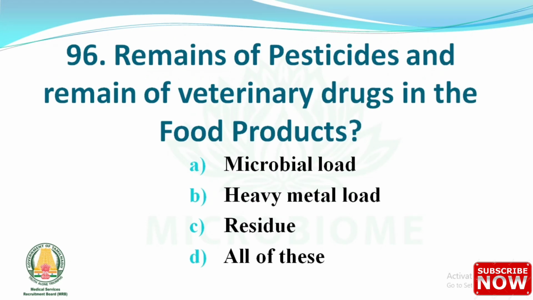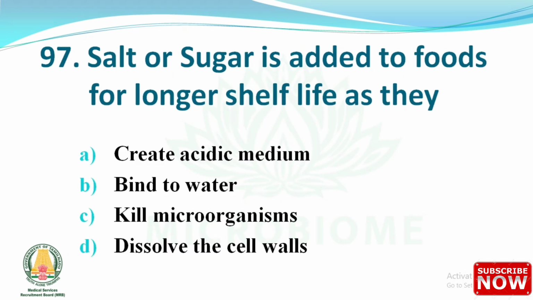And next, remains of pesticides and remains of veterinary drugs in food products are called? The options: microbial load, heavy metal load, residue, all of these. The right answer, option C, residue. And next, salt or sugar is added to foods for longer shelf life as they, the options: create acidic medium, bind to water, kill microorganisms, dissolve the cell walls. The right answer, option B, bind to water.